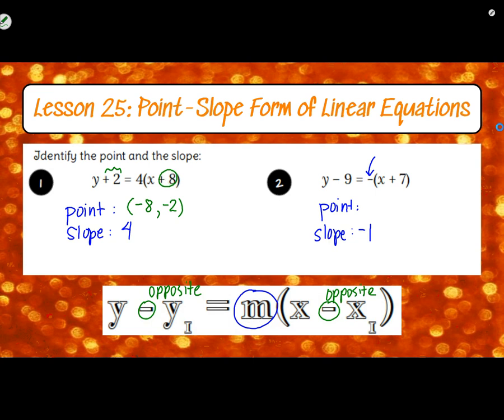All right, so the point, there's my x. The opposite of positive 7 is negative 7. Here's my y. The opposite of negative 9 is positive 9. So you're identifying the point, you're identifying the slope, and you need to do that in order to graph.